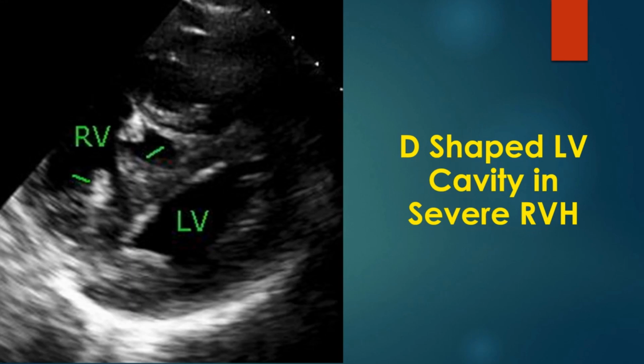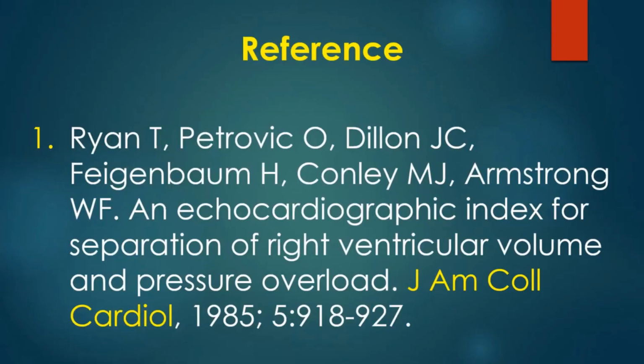assumes a circular shape. When there is severe pulmonary hypertension associated with elevated RV systolic pressures, the interventricular septum bulges into the LV in both systole and diastole so that LV cavity has a D shape throughout. In the echo image shown, right ventricular trabeculae are grossly hypertrophied, marked by the green arrows. Here is an important journal reference for the eccentricity index.